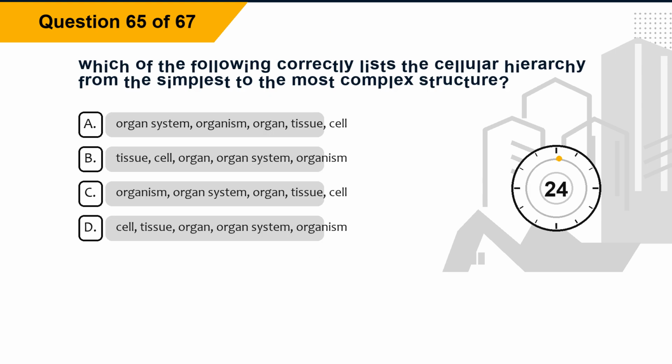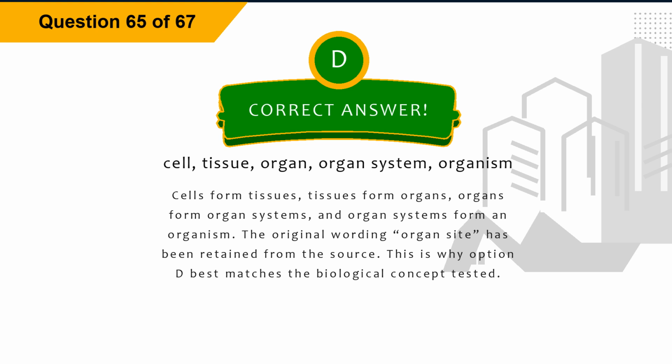Question 65. Which of the following correctly lists the cellular hierarchy from the simplest to the most complex structure? Option A, organ system, organism, organ, tissue, cell. Option B, tissue, cell, organ, organ system, organism. Option C, organism, organ system, organ, tissue, cell. Option D, cell, tissue, organ, organ system, organism. The correct answer is option D, cell, tissue, organ, organ system, organism.